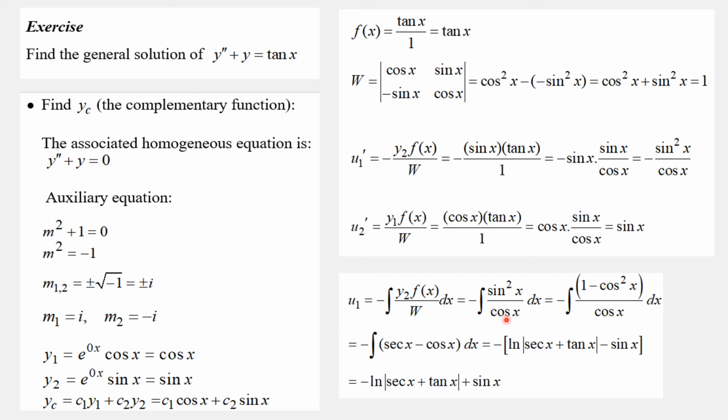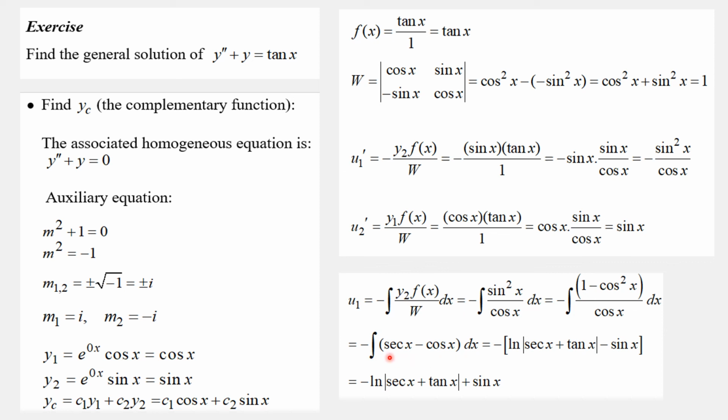To evaluate this integral, we can use the trigonometric identity for sine squared x, which we know is equivalent to 1 minus cos squared x. So 1 minus cos squared x divided by cos x can be simplified by taking the first term divided by the denominator minus the second term divided by the same denominator. Now 1 over cos x is defined as secant x, whereas minus cos squared x divided by cos x simplifies to just cos x. Now we can evaluate the integral of this.